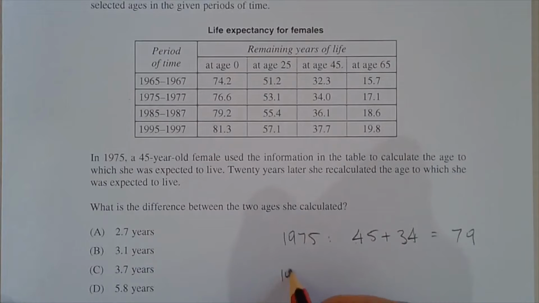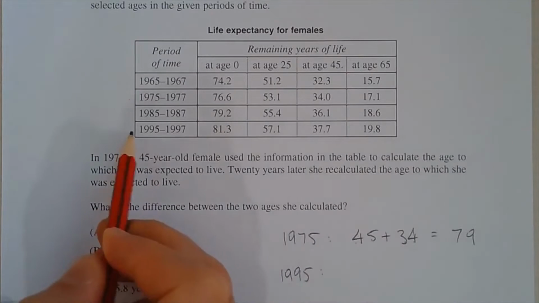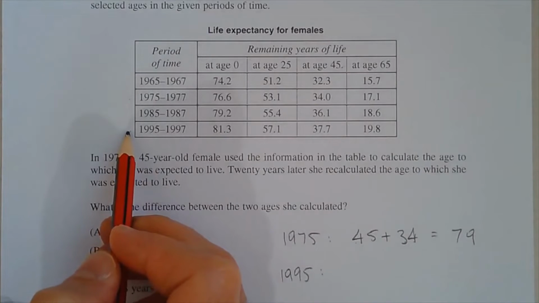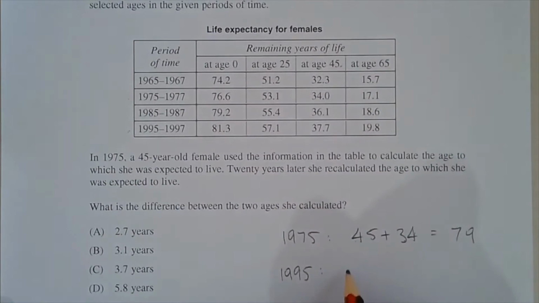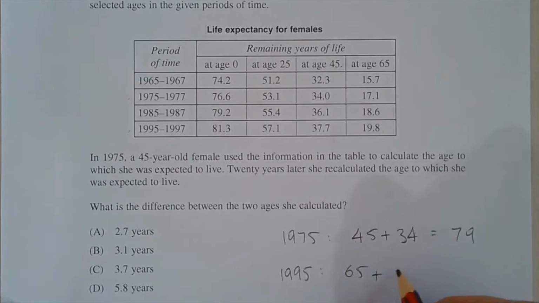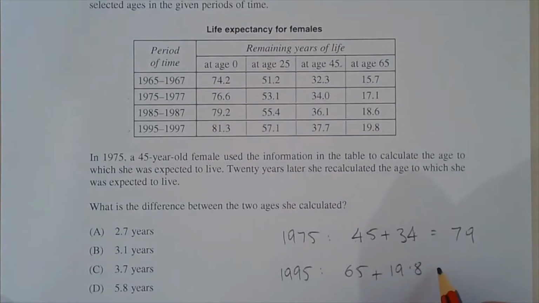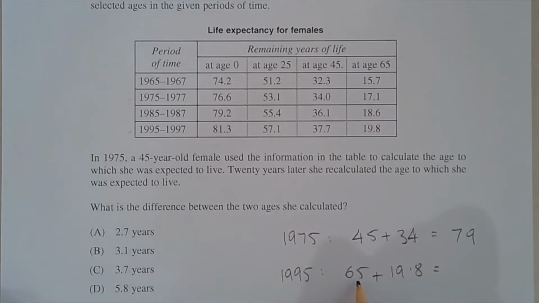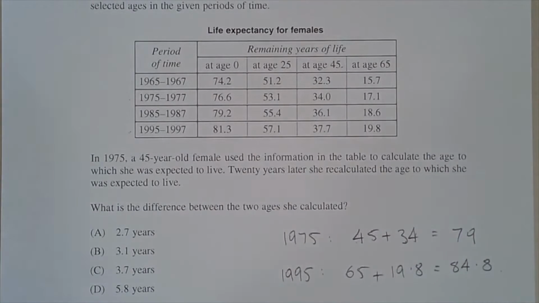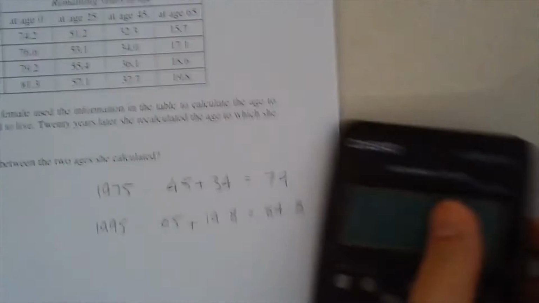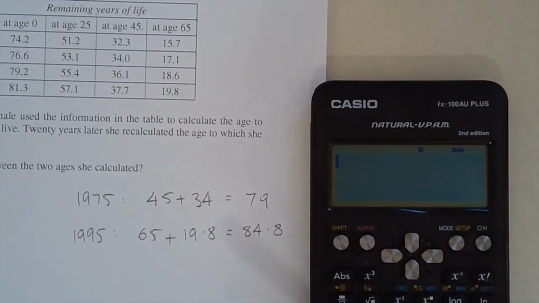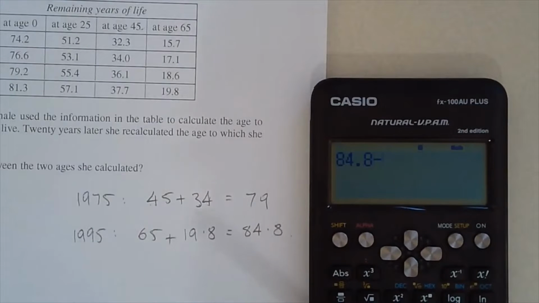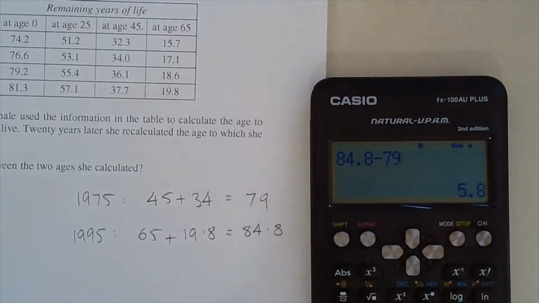20 years later, so this is 1995, so using this row here, she's 65 years of age by then, so adding another 20 years, and she's expected to live another 19.8 years. So that takes it almost to 85 years of age, so that'll be 84.8 years. And the difference will be, so if you don't trust yourself, you can always just use your calculator. Make sure you don't make a mistake here. It'll be 5.8.